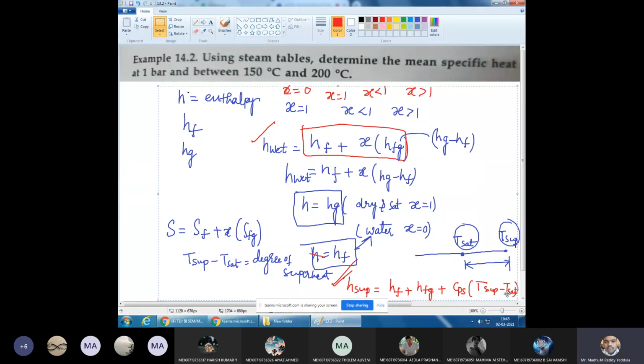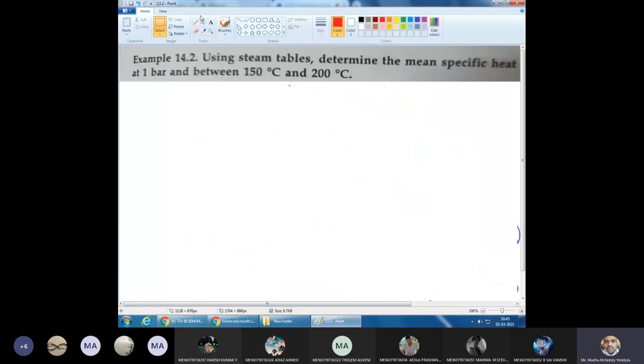All of you open the steam tables. Now, read the question. Using the steam tables, determine the mean specific heat at a given pressure equal to 1 bar, between 150 degrees centigrade and 200 degrees centigrade.